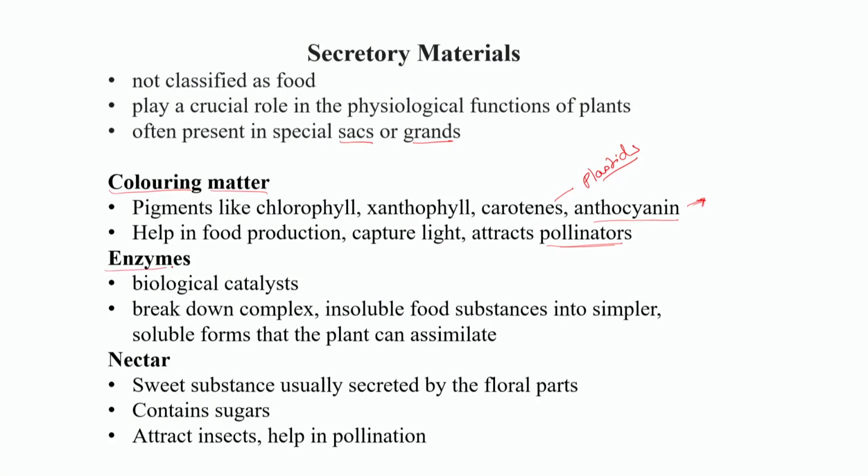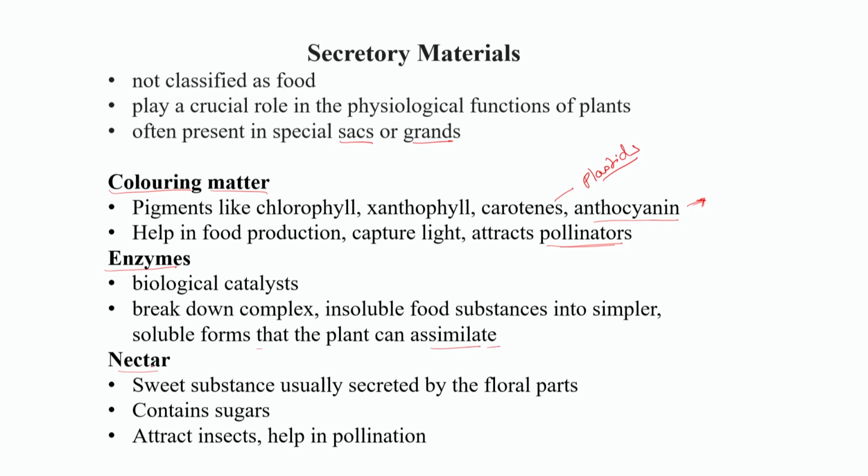Now, the next important one is enzymes. Some of the enzymes are stored in various vesicles, various compartments. Enzymes, we all know, are biological catalysts and they break down complex molecules into simple forms so that they can be used up more easily by the cell, by the living organism. So they are also present in a plant cell.